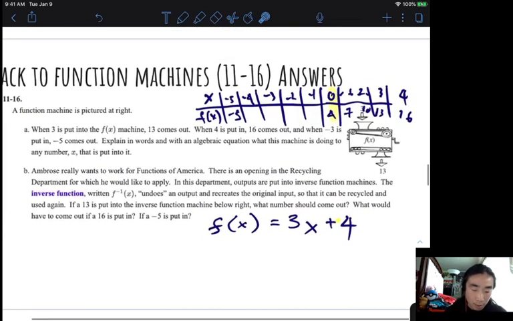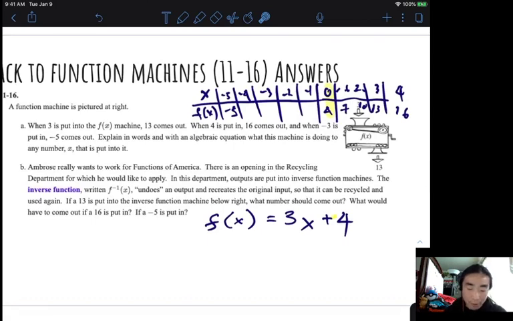And then we're on to part B. So Functions from America, it's this function generating company. They're trying to open a recycling department, which you would like to apply for. In this department, the outputs are put into inverse function machines. Okay, that's the new part. In this department, outputs are put into inverse function machines. We have some new notation.